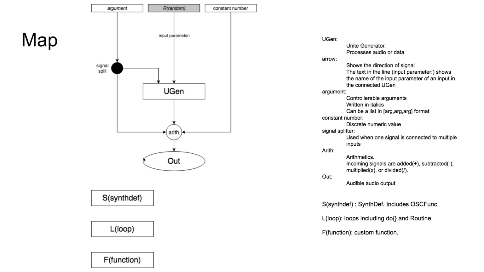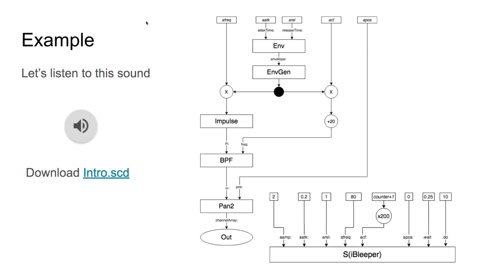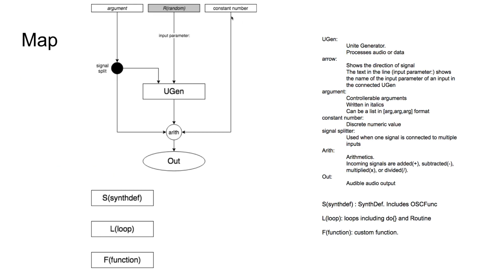So every block diagram, okay, in addition to this S, L, and F, you are going to have a block diagram. Think of the arrows, the lines, as a patch cable. It connects an output of a certain thing into an input of certain things. So every time you see a cable, it's a one-way street, and it carries a signal from one object into another.